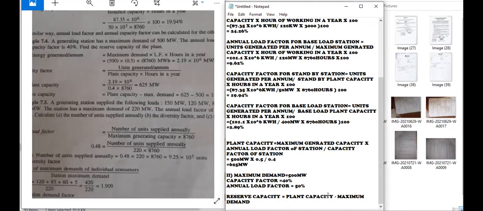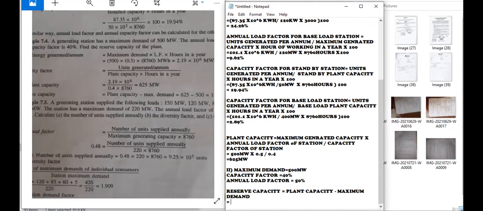All these things we are just solving so that we can find the reserve capacity. Reserve capacity is plant capacity minus maximum demand, and the plant capacity we have. So that is equal to 625 minus 500. Since they are both in mega, I'm not putting in mega. This one is in mega, this one is in mega.